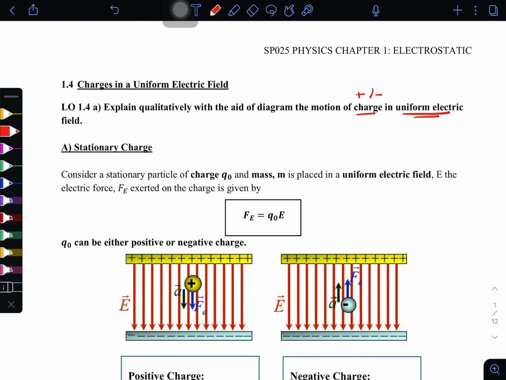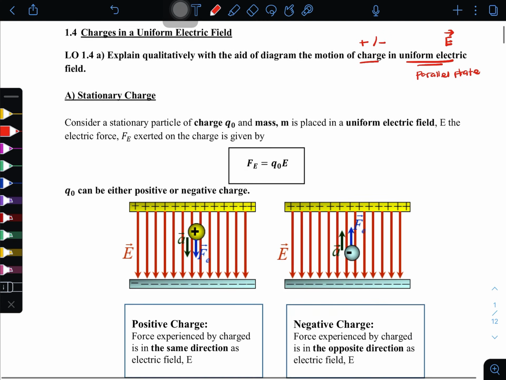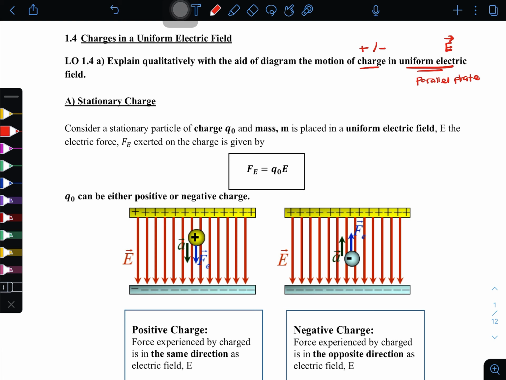So uniform electric field biasanya dia berada di parallel plate. Maksudnya electric field kita, which is E yang kita belajar in subtopic 1.2, dia sekata. So E sekata dia berada di parallel plate. In this subtopic, in this 1.4, we will have 4 cases. So we go to the first case, A, stationary charge.